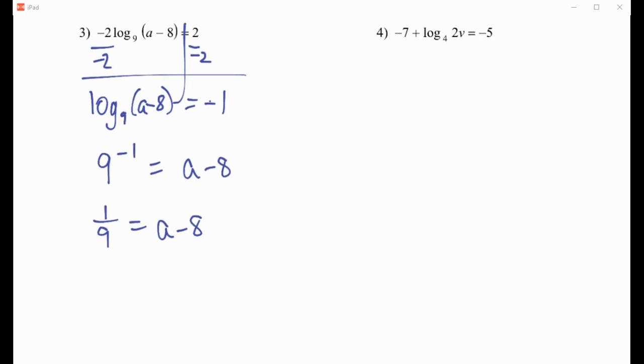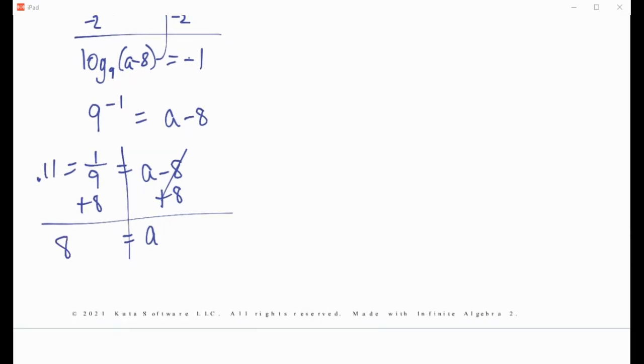So I'm going to add 8 to both sides. So a equals 8.11 or 73/9. I want to leave it as a fraction. Either of those.